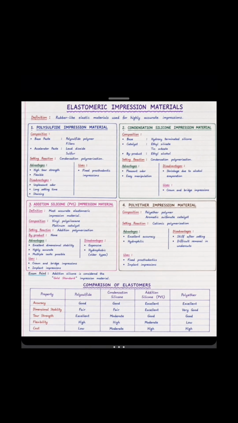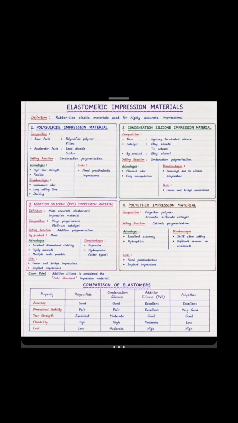The reaction is condensation polymerization. Its pros are highest tear strength and being highly flexible. Its cons are that it smells terribly like sulfur, rotten eggs, stains clothing and has a very long setting time. But its advantage is that the polysulfide has high tear strength and is flexible, and it is used in fixed prosthodontic impressions.